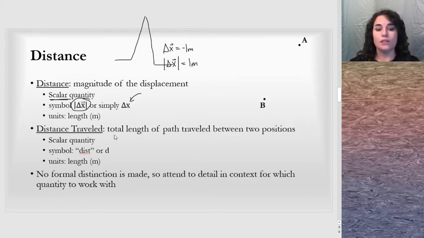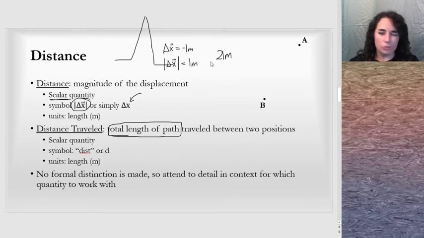So overall, the total length of path in that situation would be 21 meters. If I just looked at it before and after, I think it went 1 meter. But actually the whole path traveled is 21 meters, and that's traveled between 2 points.